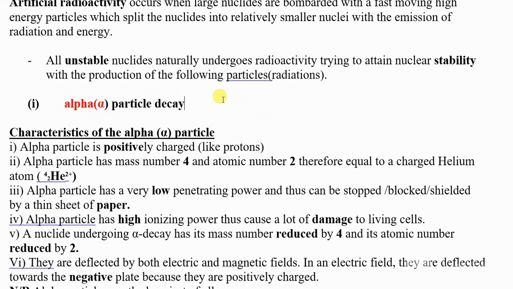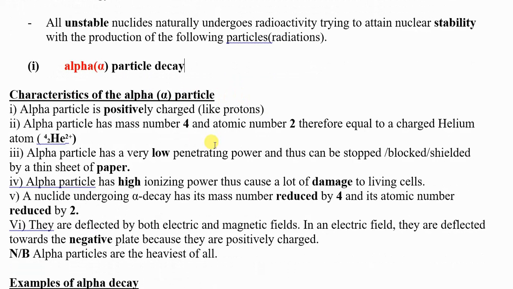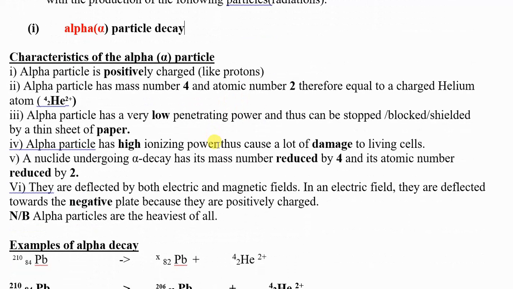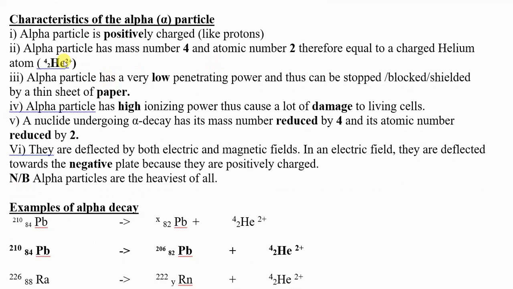Now for this alpha decay, the most important thing is to know the characteristics of an alpha decay, and I have given all the characteristics here. There are around 6 of them. Once we know those characteristics, then calculating will be very, very easy.